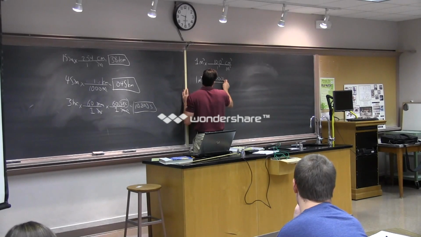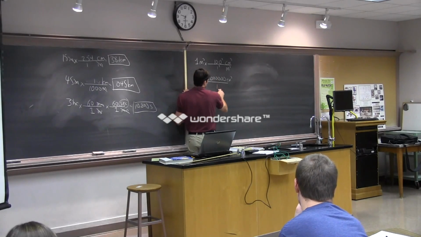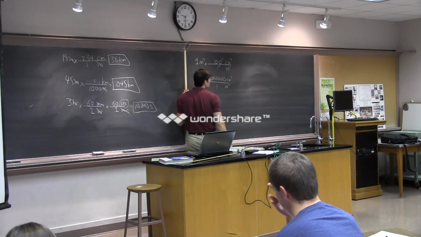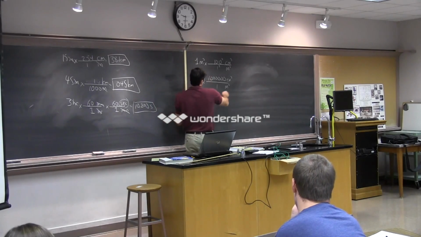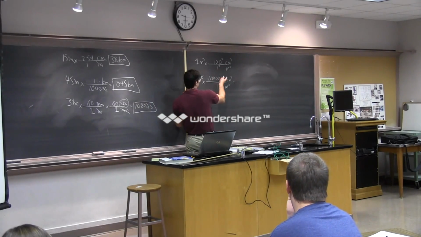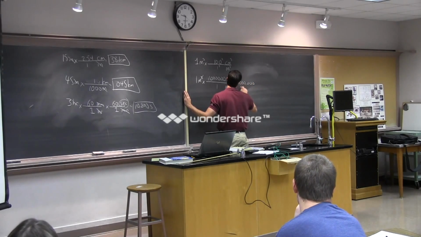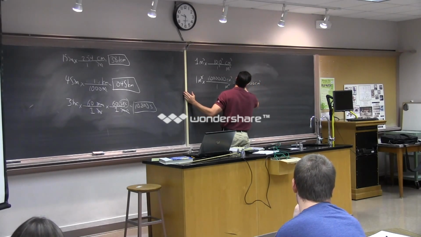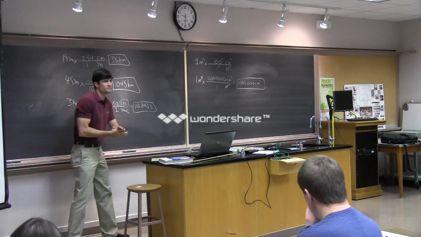1,000,000 cubic centimeters. 100 cubed is 1,000,000. 1 cubed is still just 1. So there's 1,000,000 cubic centimeters in every 1 cubic meter. So this cancels out. 1 times 1,000,000. Our answer here is 1,000,000. Right? Does that make sense?